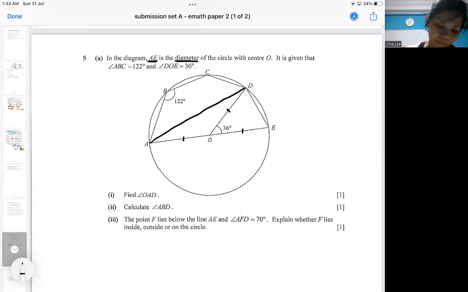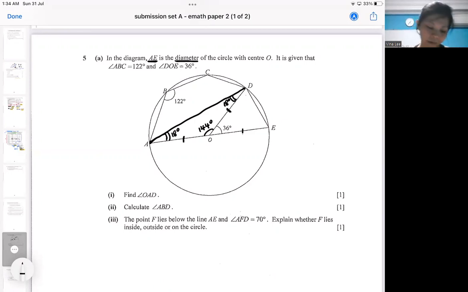connect a line. If you already have the indication of radius, you will see an isosceles triangle. So if you want to, you can do an isosceles triangle, and you will get 18. In my answers, I never do it as an isosceles triangle.